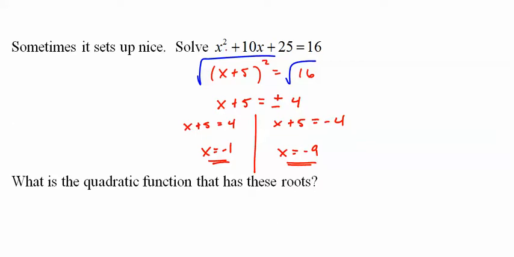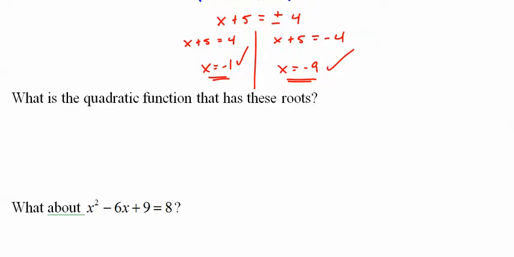You can plug them back in. 1 minus 10 is negative 9, plus 25 is 16. That works. 81 minus 90, negative 9, plus 25, same thing, works. I won't check it every time in the video, but you should every time you do a problem.